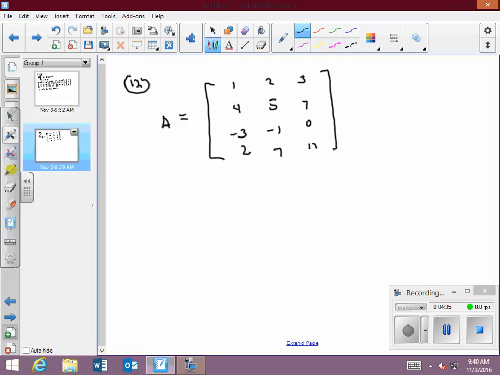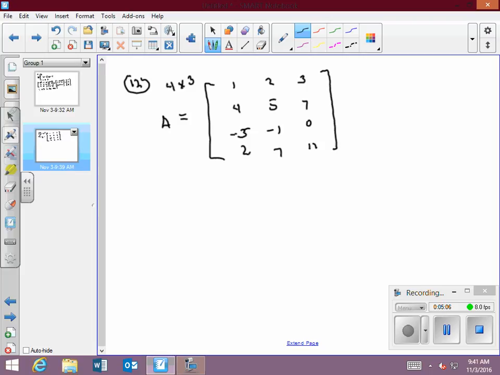Okay, this should be a negative 5. Okay, that looked like a negative 5, good enough. Well, this is a 4-row by 3 column matrix, if I can get this right.